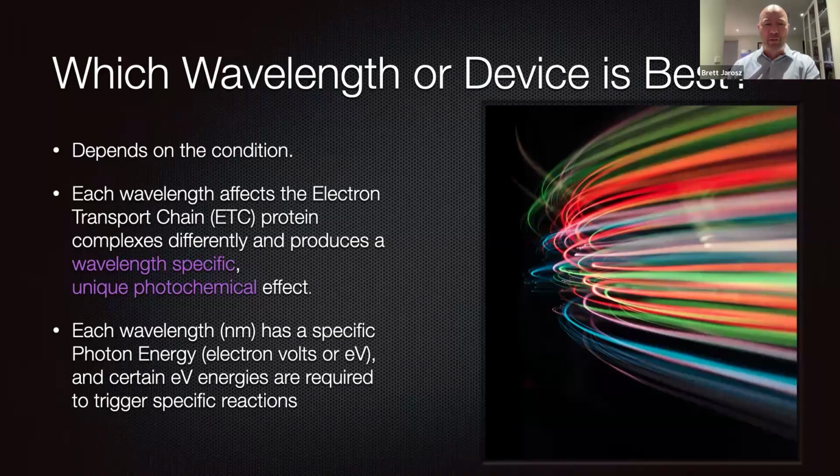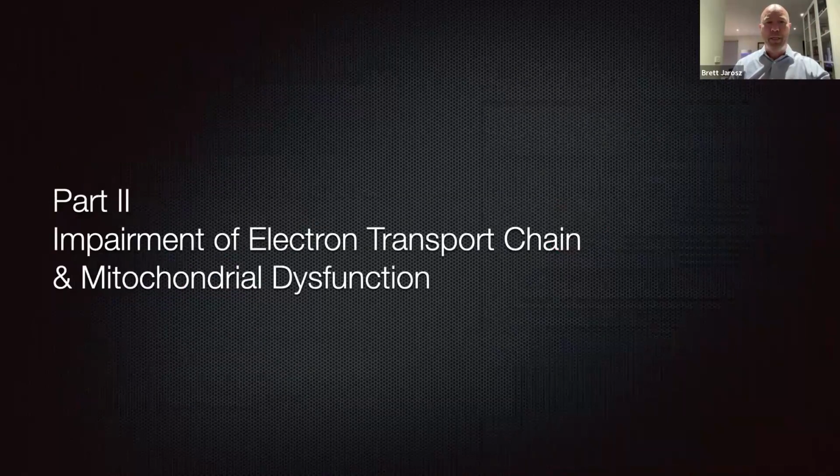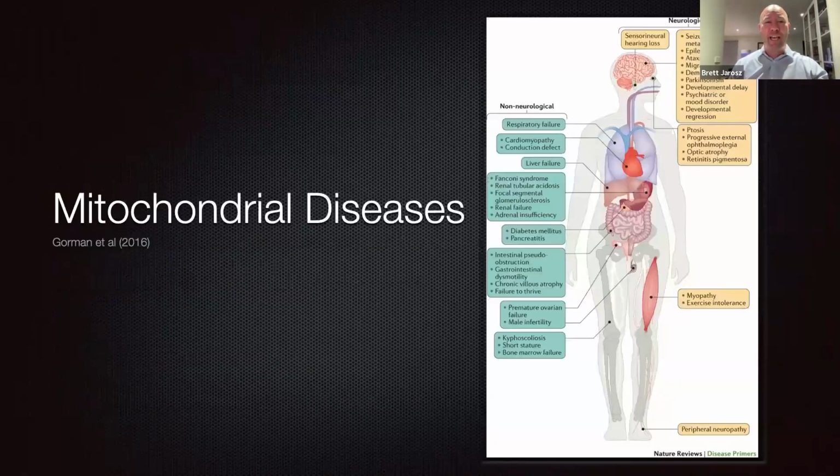Each wavelength or color of light has a specific photon energy, so it has a specific electron volts, and certain electron volt energies are required to trigger those specific reactions. So as we said, the violet is more energetic. As we move through the visible light spectrum, the blue has the most energy. And then as we move down, we get to the green and so forth, down to the red, where we get less energy. So let's break these specific reactions down a little bit.